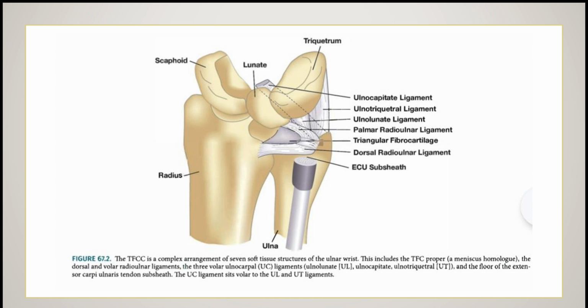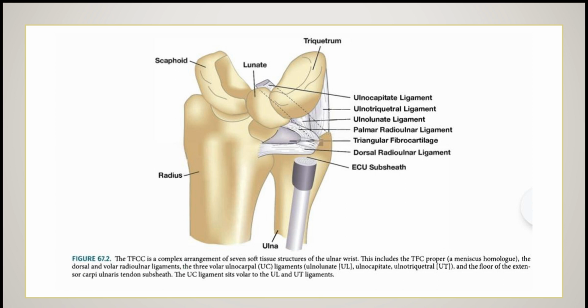Now, it's a complex because it's composed of many structures, 7 structures to be exact. The first is the triangular fibrocartilage proper. This is the meniscus-like structure, meniscus-like in that it has poor vascularity and thus poor wound healing. Surrounding it there are the radioulnar ligaments, one dorsal and one palmar, forming the palmar radioulnar ligament and the dorsal radioulnar ligament.